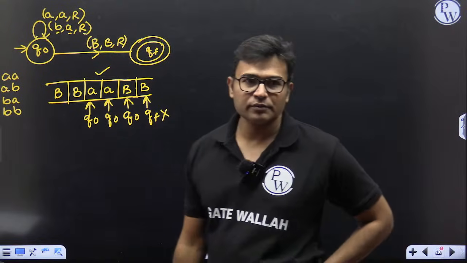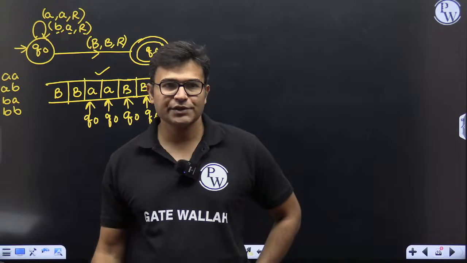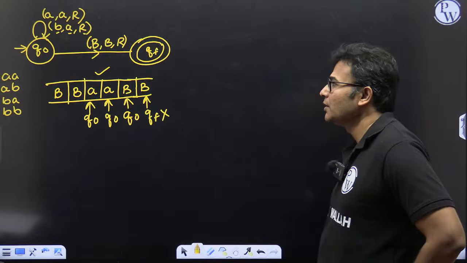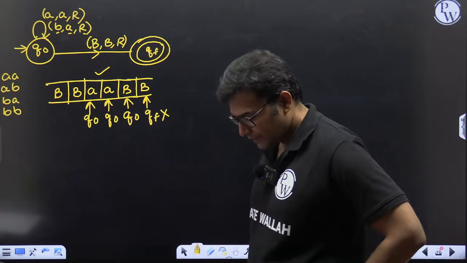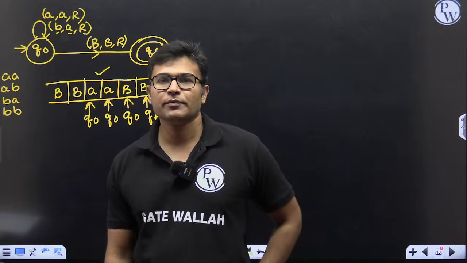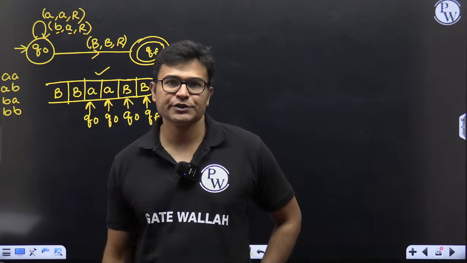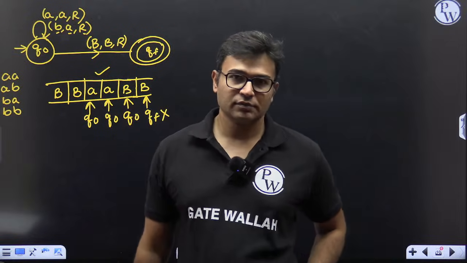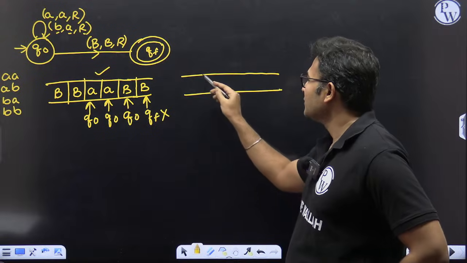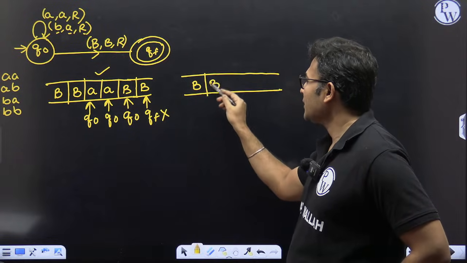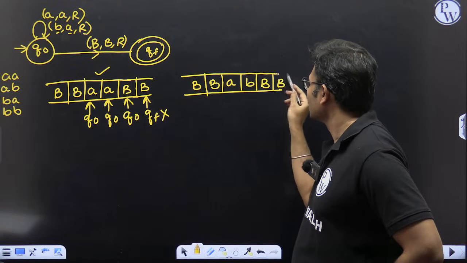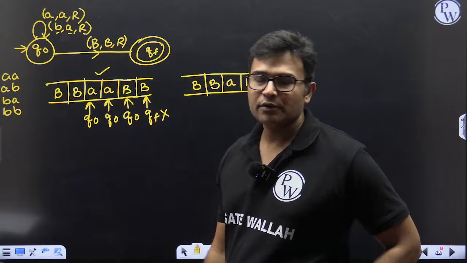Now you see for AB. Very good, Prashant. It is accepted, right? Now you see for AB and tell me what is happening. There is a small change here. You have to catch those minute details, then only you will be able to answer the GATE questions. So let us see what happens on AB. Blank, blank, A, B, blank, blank.